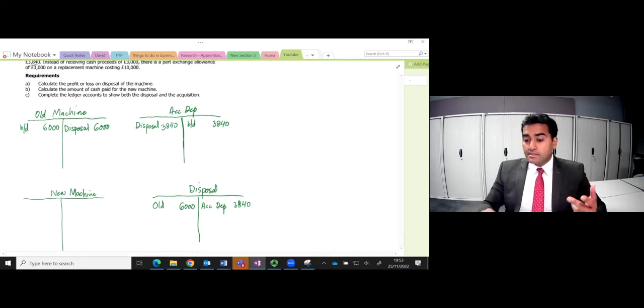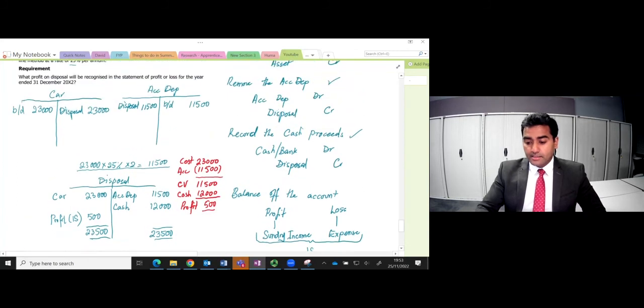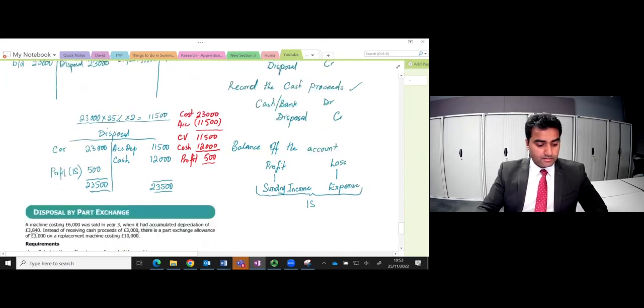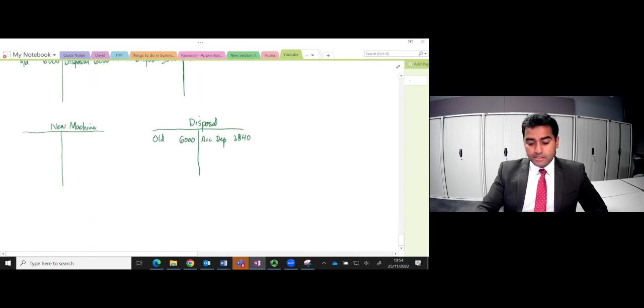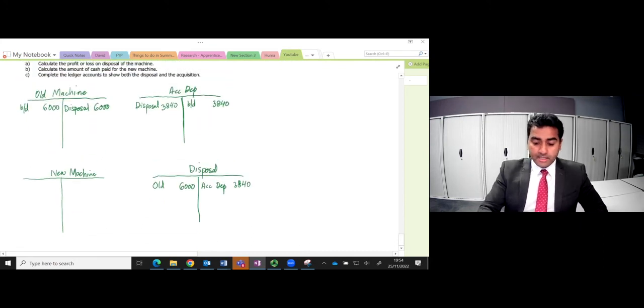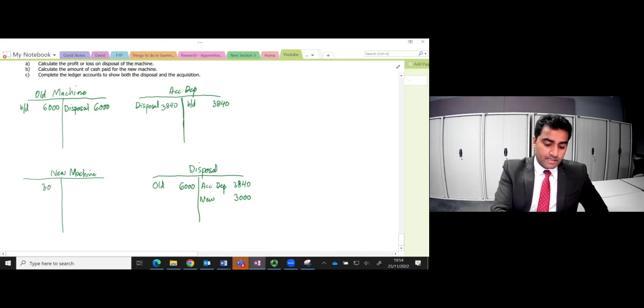Next, the third step normally is to record the cash we have received, but in this case we have not received cash, we have gone for a part exchange. So part exchange for the new asset. So my double entry will be, instead of cash, I will call it new asset, £3,000, and the new asset account will be debit £3,000, disposal credit.